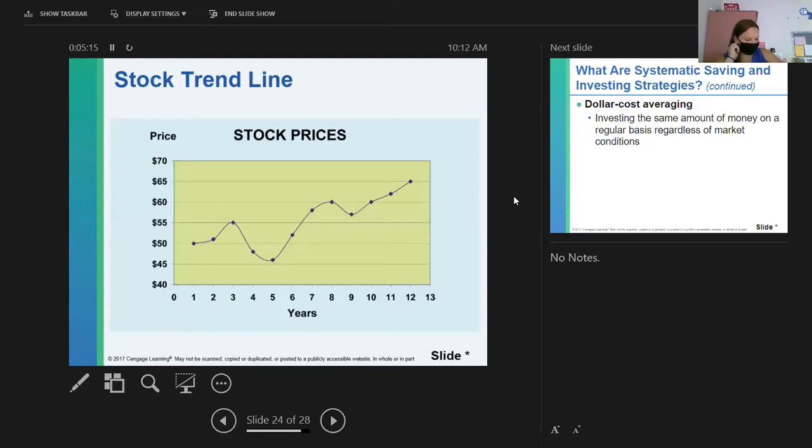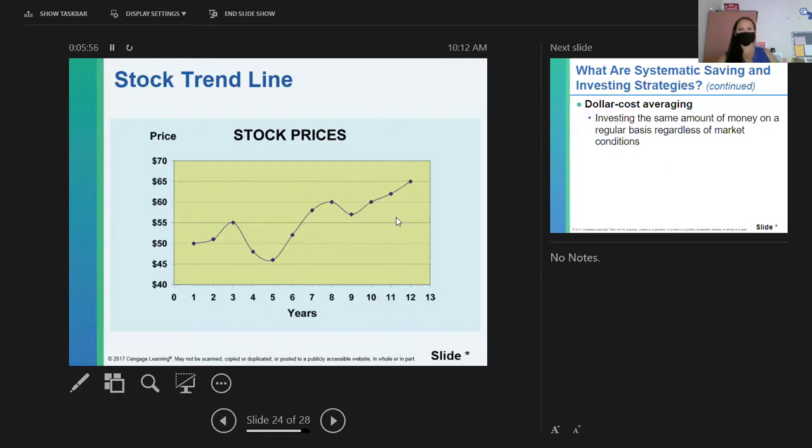So this is a stock trend line. It shows the changes in the price of a stock over a period of 12 years. And so again, if you're looking in the long run, this is making money. So stocks are often a long-term investment. Some people do day trades and things like that. But overall, this stock has done well. But if you looked at this in 5 years and panicked and sold, after 5 years, it's what, around $46 maybe? And so you'd be losing money. But if you just held on to it and kept going, then it goes up.